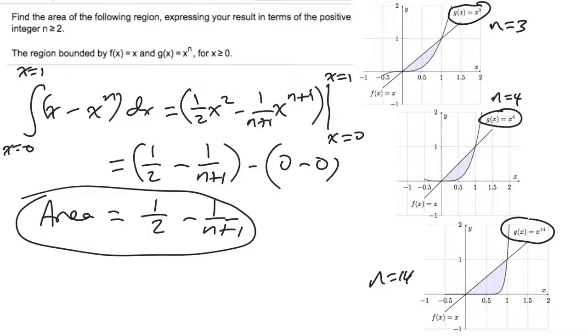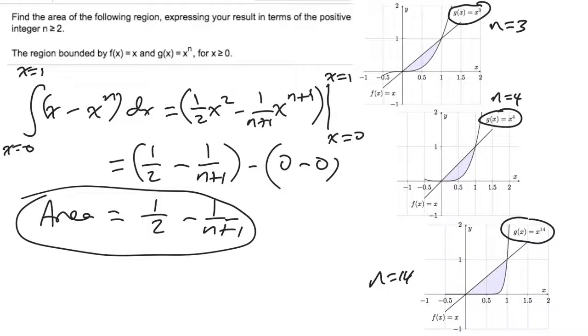So what that's telling me is that in this problem, where n equals 3, this area is 1/2 minus 1/4. This is 1/2 minus 1/5. This is 1/2 minus 1/15. So in every case, I could answer the area question by just plugging the value of n for that problem into this formula, and I will get the area.